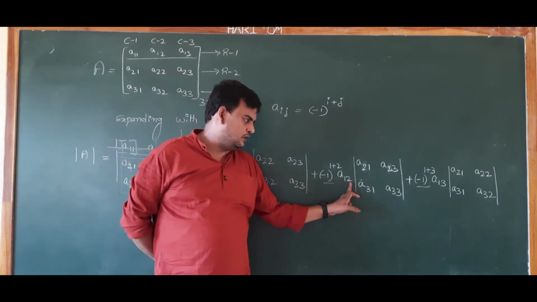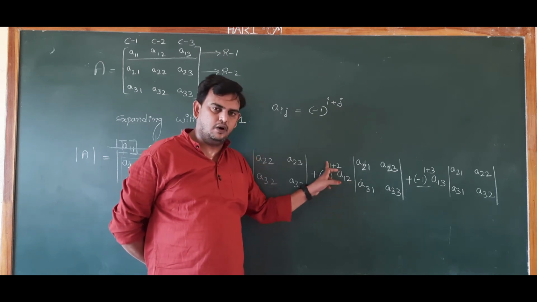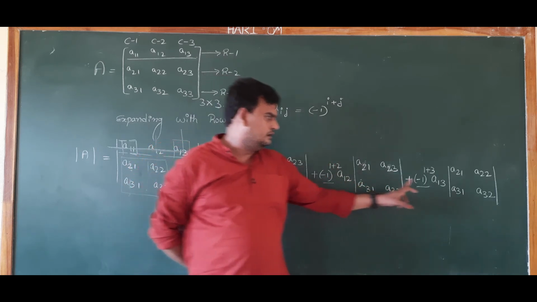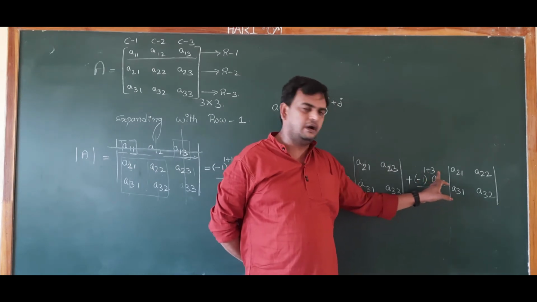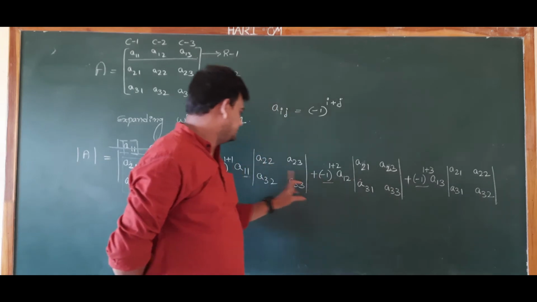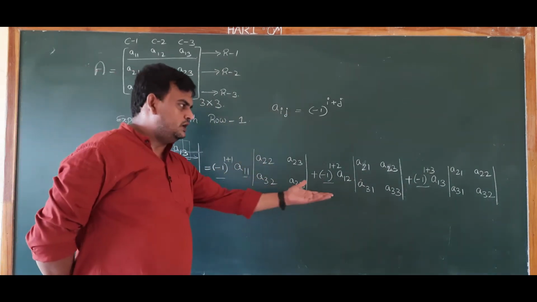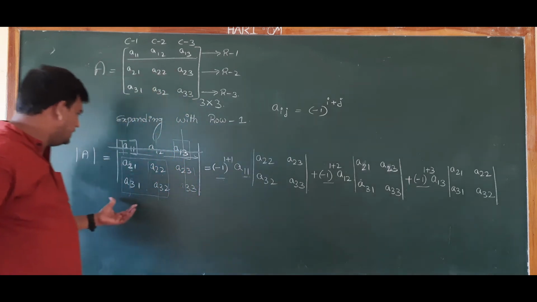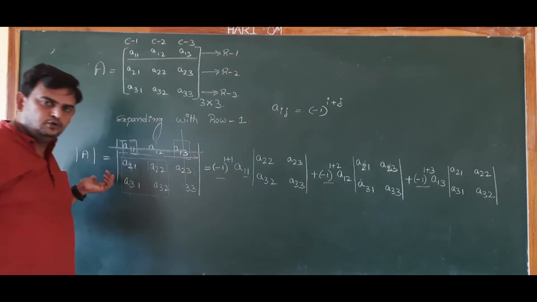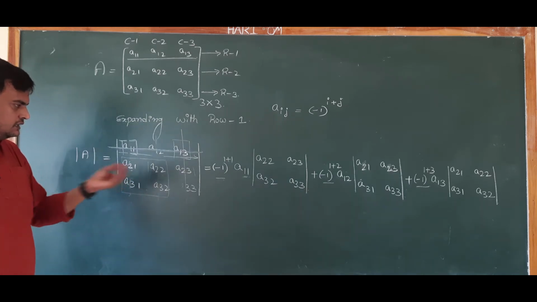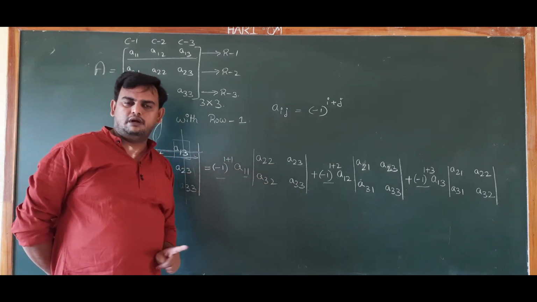Next, A12, first row, second column. So minus 1 power 1 plus 2, i plus j. A13, first row, third column. So minus 1 power 1 plus 3. So these coefficients are very, very important. So this is the way we can expand a 3 by 3 determinant. How to say it, in the sense of converting a 3 by 3 square matrix into the form of 2 by 2 square matrices.